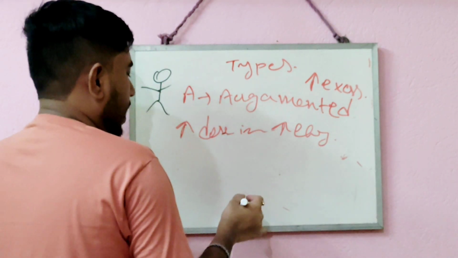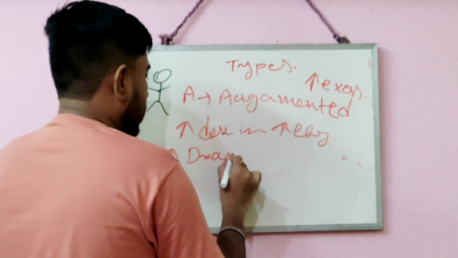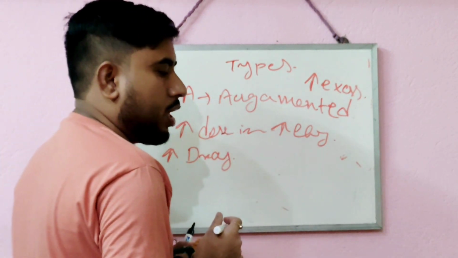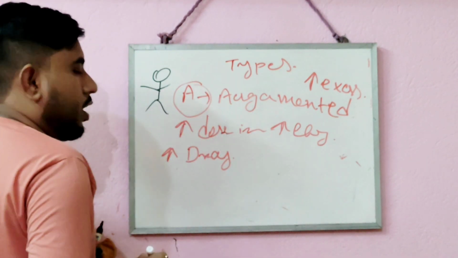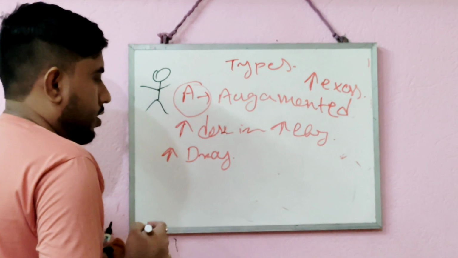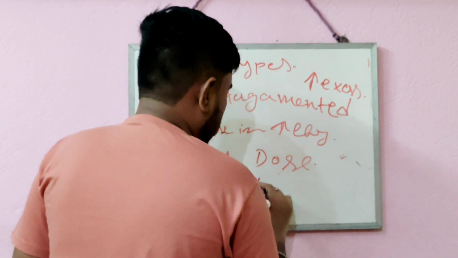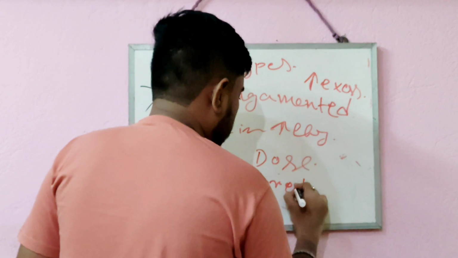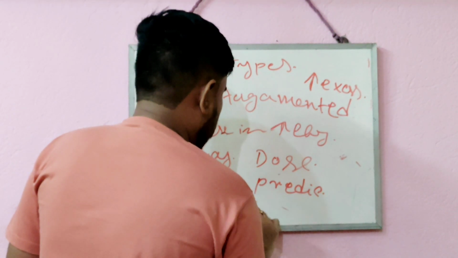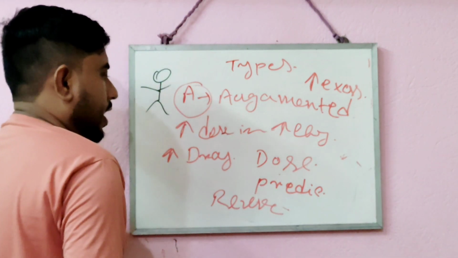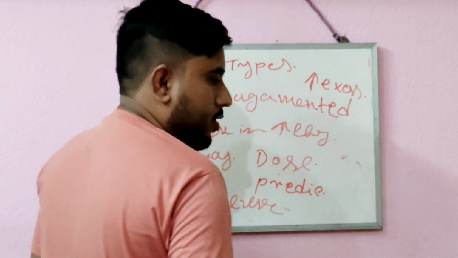By that time the drug accumulates in our body, and due to this accumulation it shows different adverse drug reactions. Those are called augmented or A type adverse drug reactions. These reactions are dose dependent, predictable, and reversible, meaning they can be treated by taking another drug. So these are called augmented adverse drug reactions.